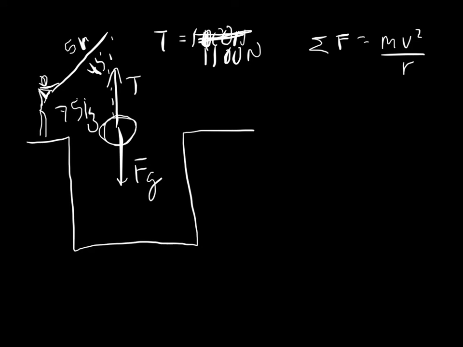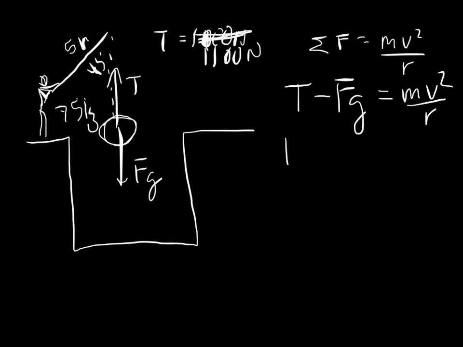Right, now, over here, I wrote some of the forces, yes? So if I say sum of the forces, I'm just adding up the forces, yes? Does this make sense? I'm just adding up the forces on the object. So then I'm going to say tension minus Fg equals mv squared over r.